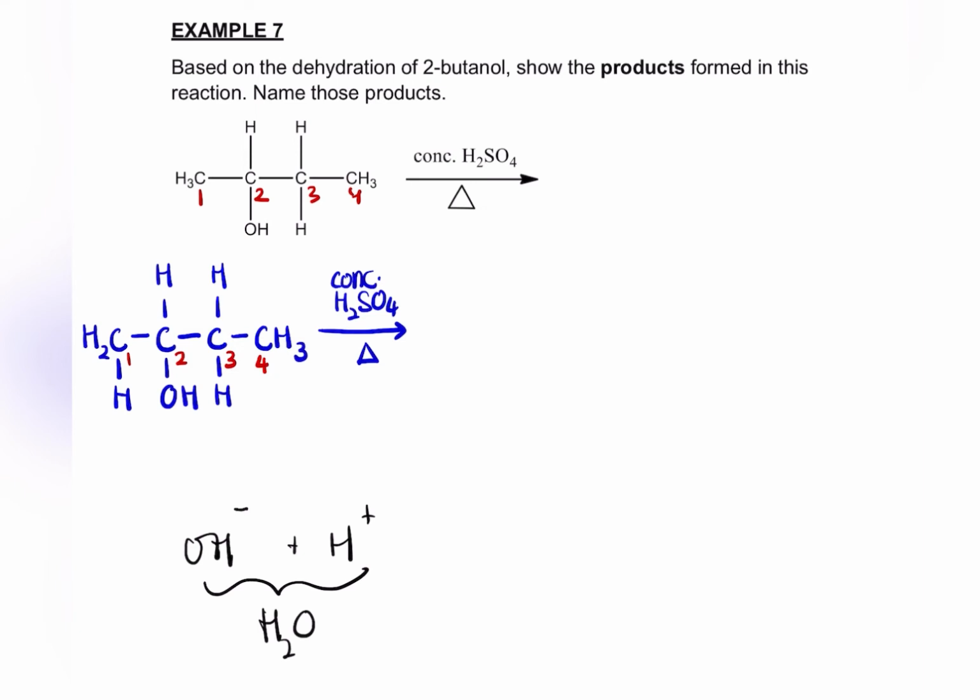So the OH is from carbon 2. This one I'm going to take out from here. And now the H I'm going to take from an adjacent carbon. As you see from here, the carbons adjacent to this carbon are carbon number 1 and carbon number 3. Both of these carbons have hydrogen atoms, so it means that we are going to show two different products.